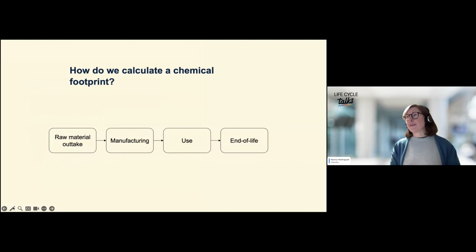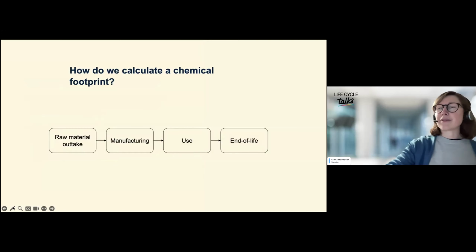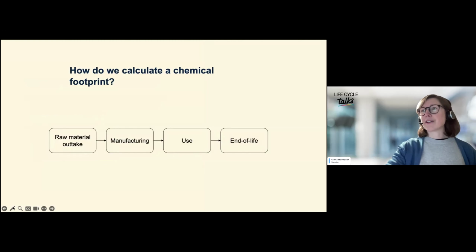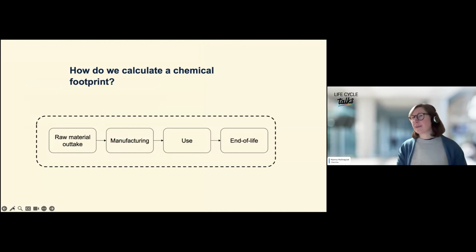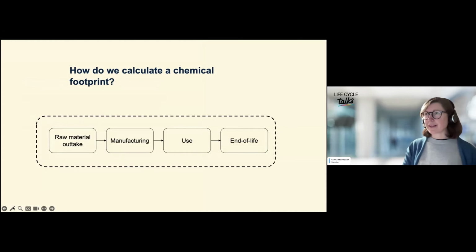And just very briefly, how do we calculate the chemical footprint? Well, we have the same system, cradle to grave, be it linear or circular. Around this system, as always in LCA, we put a system border. And anything that crosses this system border, we characterize for its potential impact.